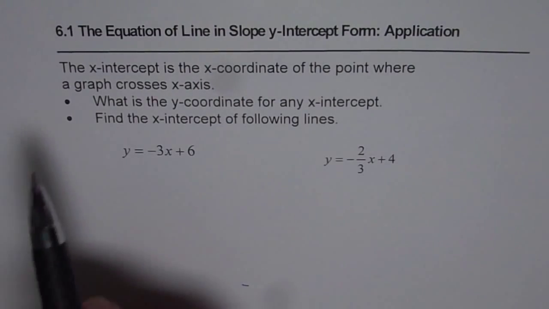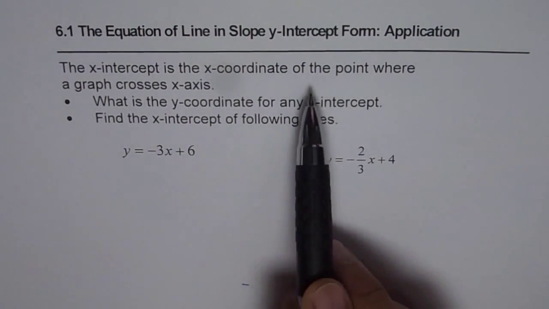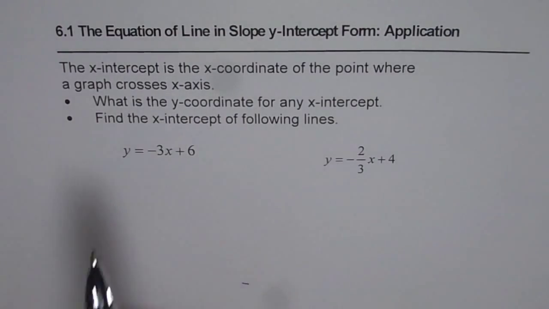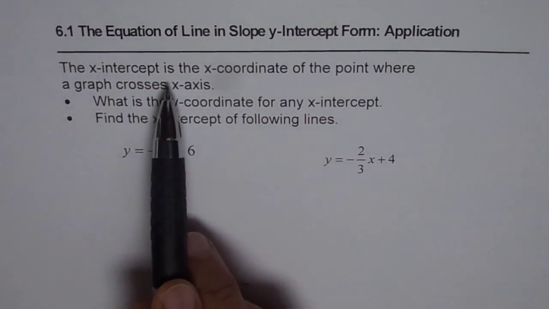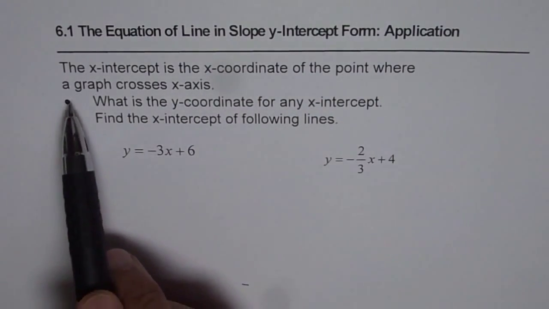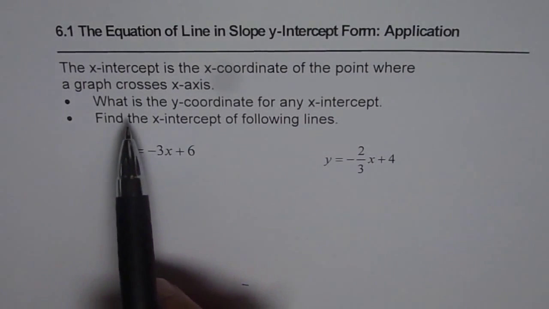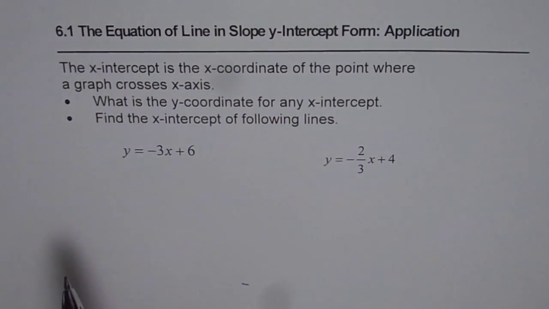The question is, the x-intercept is the x-coordinate of the point where the graph crosses the x-axis. That is the definition of x-intercept. What is the y-coordinate for any x-intercept? That's the question for you.